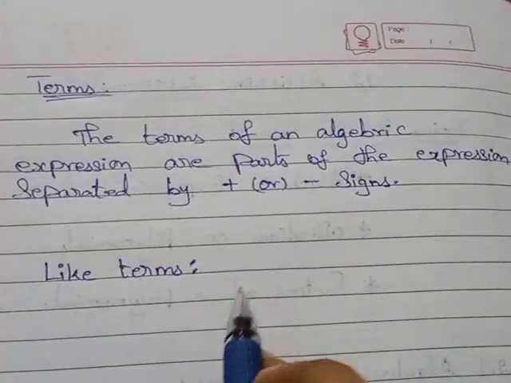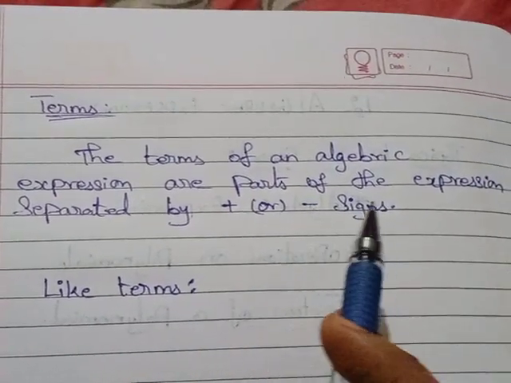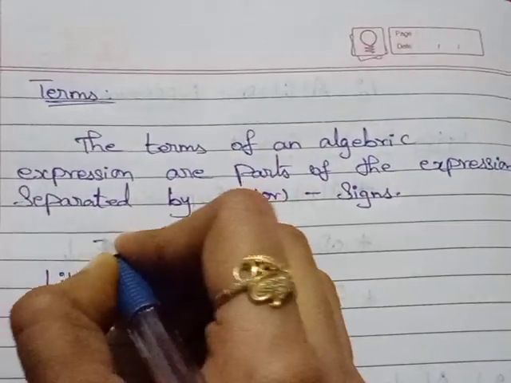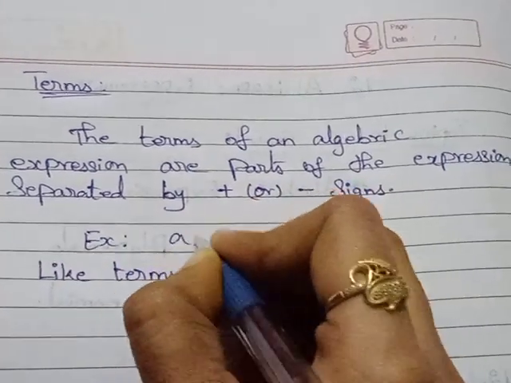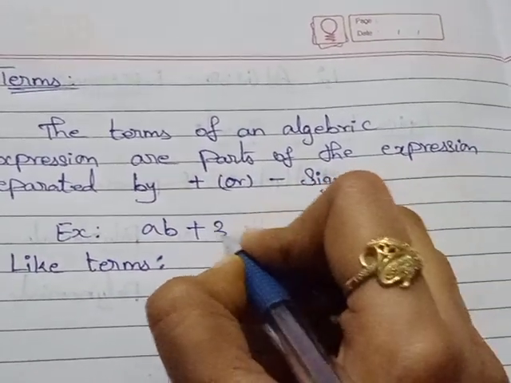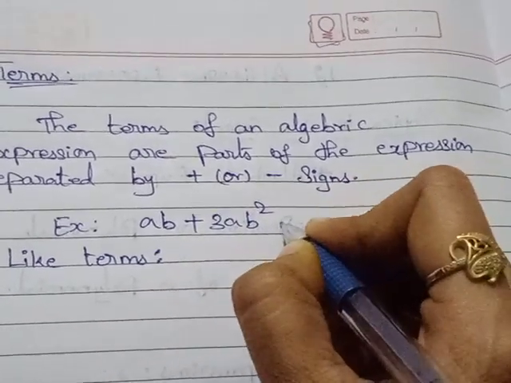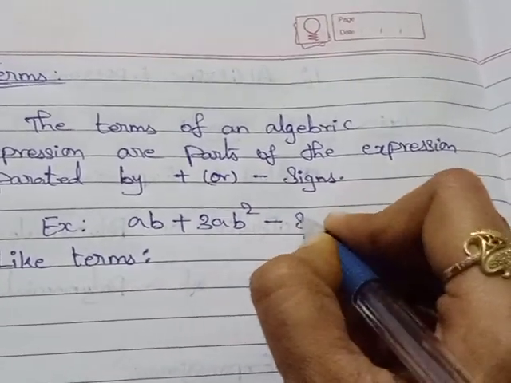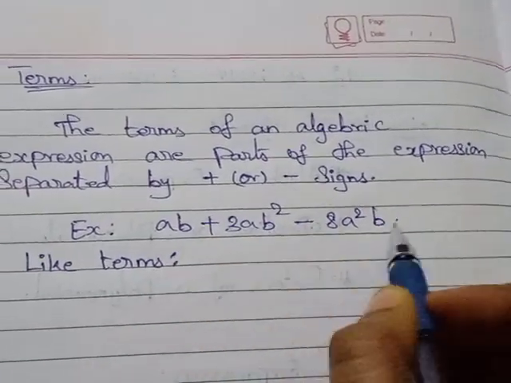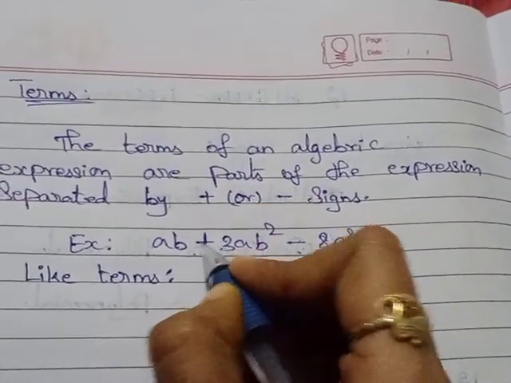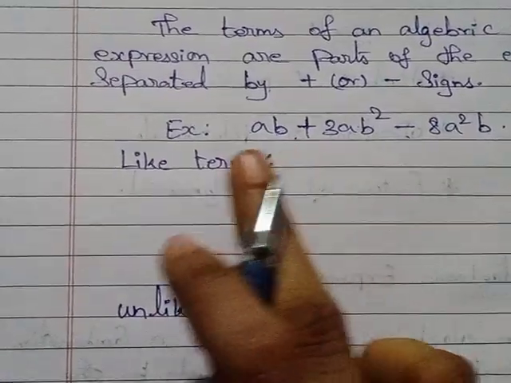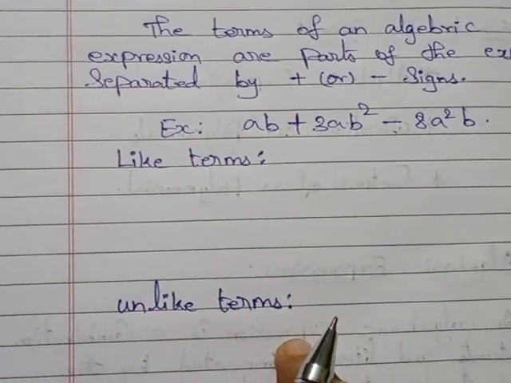Next one is terms. The terms of an algebraic expression are the parts of the expression separated by a positive or negative sign. For example, ab positive, 3ab squared negative, 8a squared b. These separate the terms of the expression. Terms have two types. The first one is like terms. The second one is unlike terms.